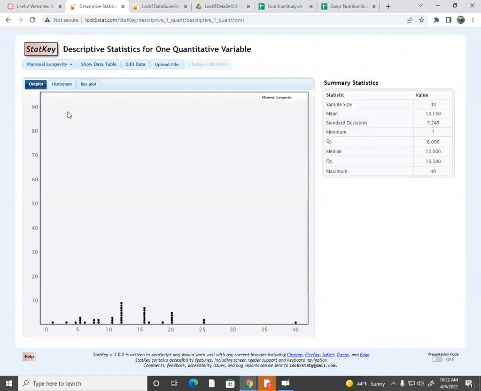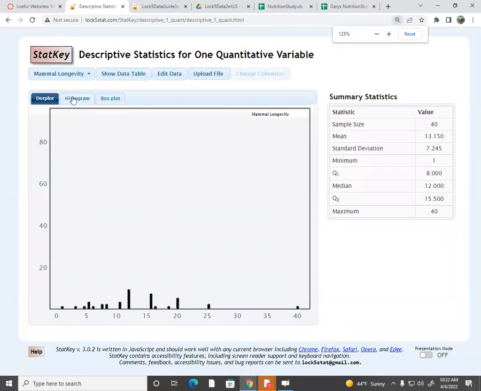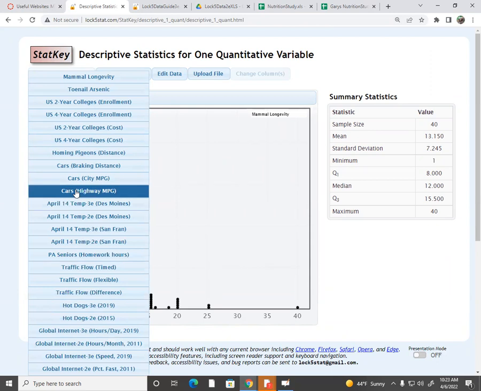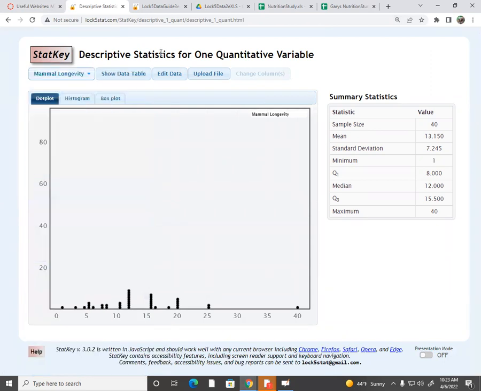Okay, StatKey interface here. I'm going to blow this up just a little bit. It comes with a whole bunch of data. They just loaded a data set for me called mammal longevity up here in the upper left. And there's a whole bunch of other ones. The fat data from the nutrition study isn't one of them. So my usual procedure for putting my own data in there is to edit their data. It's easier than uploading a file in most cases. So we're going to go to edit data.